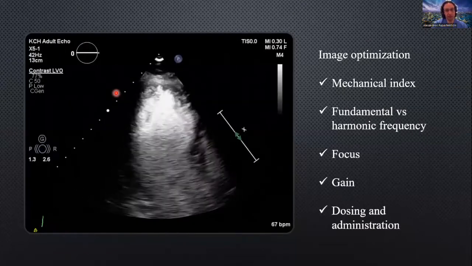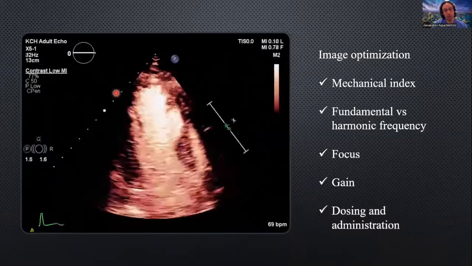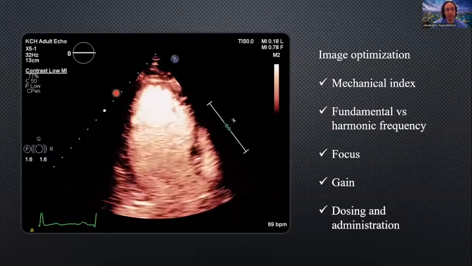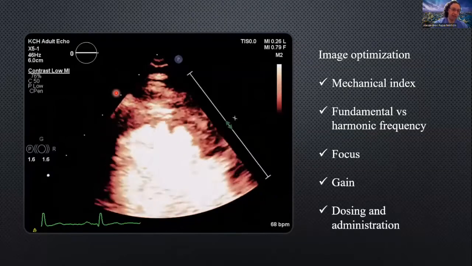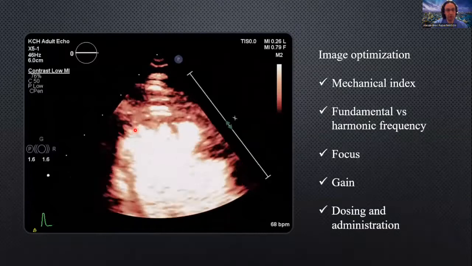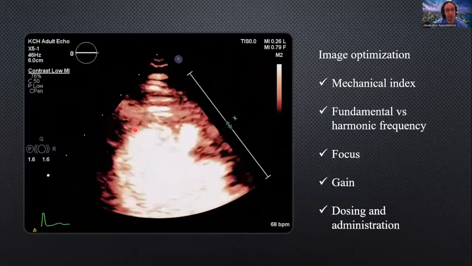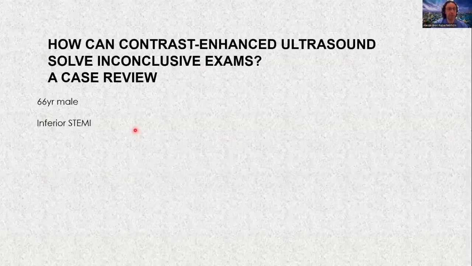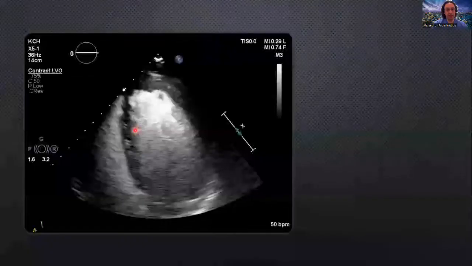Again, in the three-chamber view with LVO, use a lower mechanical index, which is better for delineating the endocardial border, so don't hesitate to lower it if you need. And again, there is a very high concentration of contrast. It's very bright, so it's a troubling image, and I would wait for the contrast to dissolve and repeat the image. A patient with an inferior stem here.